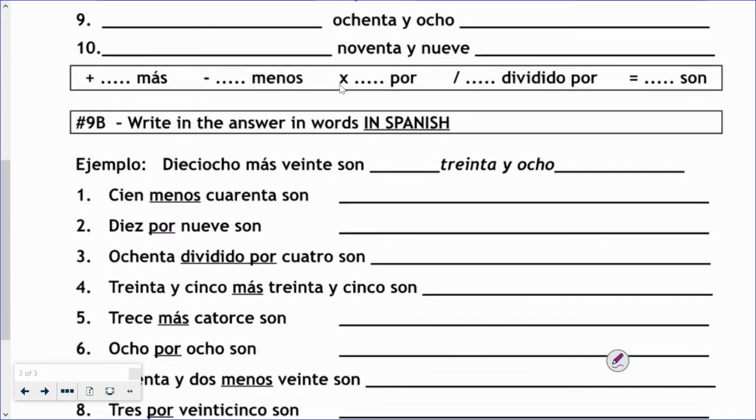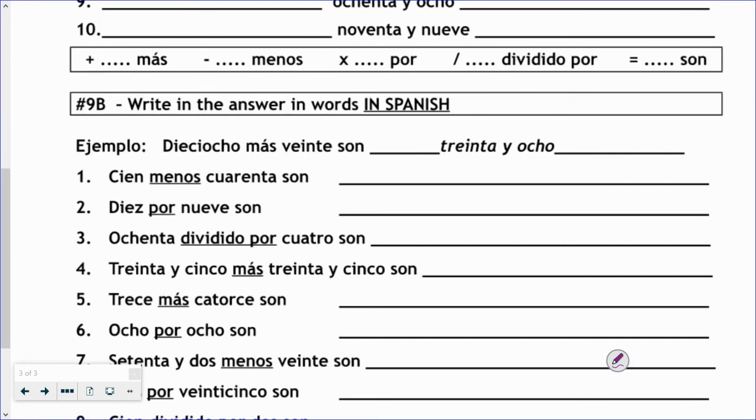And then we have our math equation. So más is plus, menos is subtraction or minus, por is for the multiplication, dividido por is divided by, and son is equals. So in the example, I like to write the words above. So 18 is 18, más is plus, 20 equals, and that would be 38, and that's what I wrote. So let's try number 1 together. 100 menos 40 son, so 100 minus 40 is 60, and then you need to write in Spanish the word for 60.